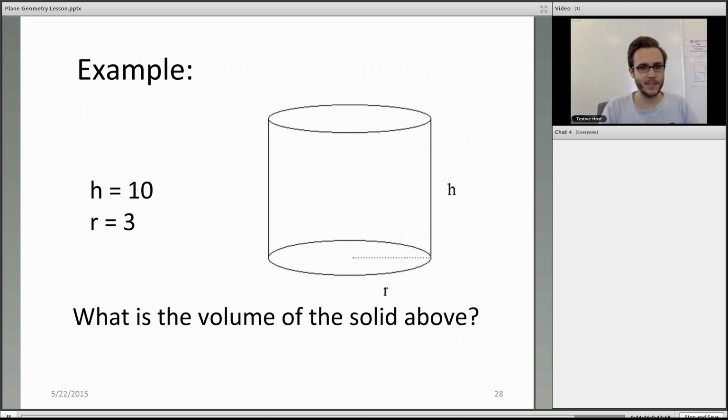So here's an example. The height of this cylinder is 10, the radius is 3. What is the volume? Volume is area times height, and area equals pi r squared, okay? So we know the area of the circle is 9 pi, and we're just going to extend that upwards for the height, which is 9 times 10 times pi, which makes it 90 pi.